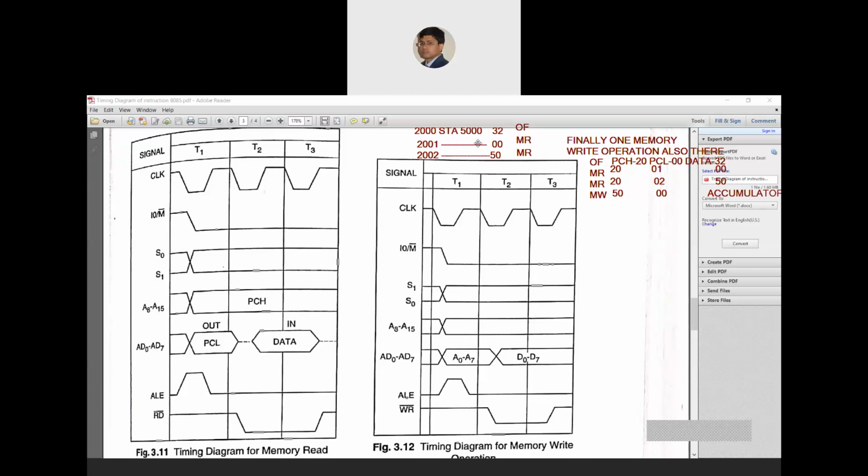Okay, so when the question is asked, maybe it will be: draw the timing diagram of opcode fetch, memory read or memory write operation, or maybe: draw the timing diagram of the STA 5000 instruction which is located from the 2000 address. So for STA 5000, this instruction is located from 2000 address, meaning from 2000 it is starting. So you have to take this kind of values.